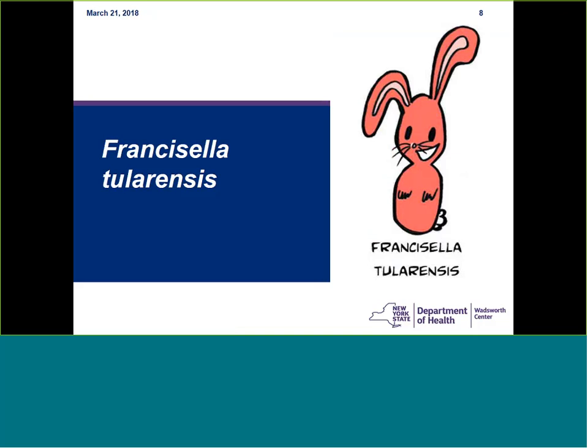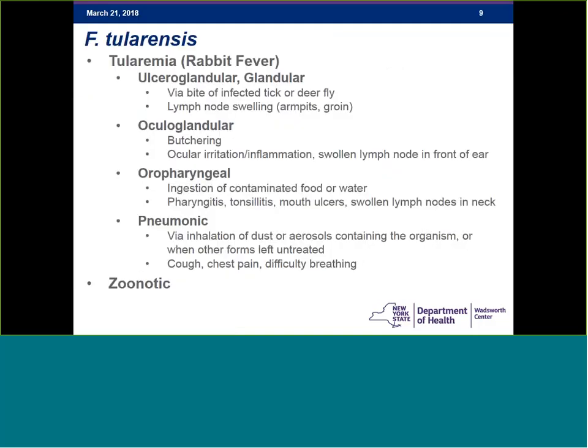Next, we will discuss Francisella tularensis. Francisella tularensis is a causative agent of tularemia, also known as rabbit fever. It is a zoonotic pathogen with hosts that can include rodents, mammals, birds, and amphibians. Francisella tularensis can cause different types of illness in humans based on the route of infection.